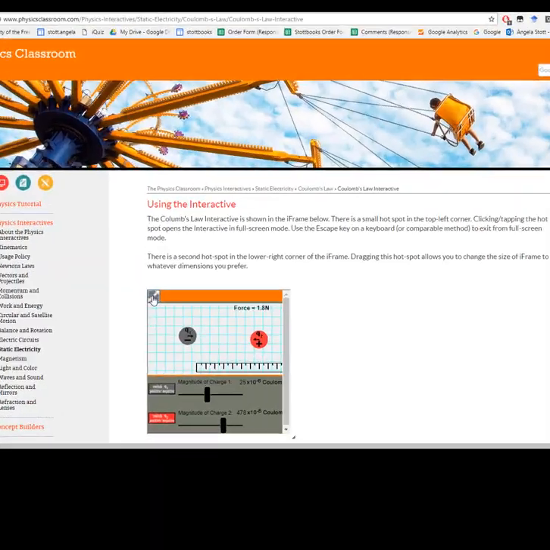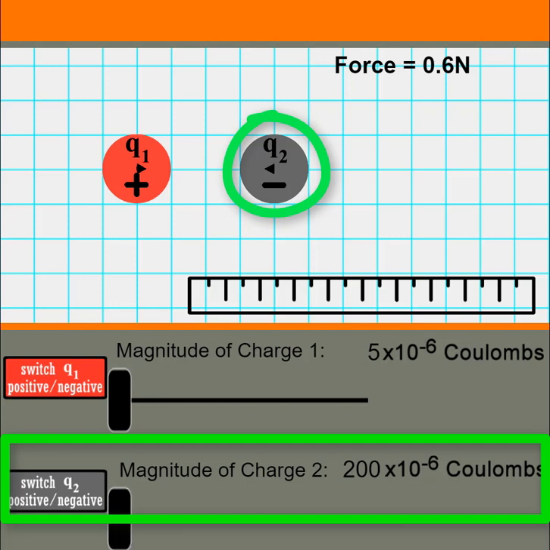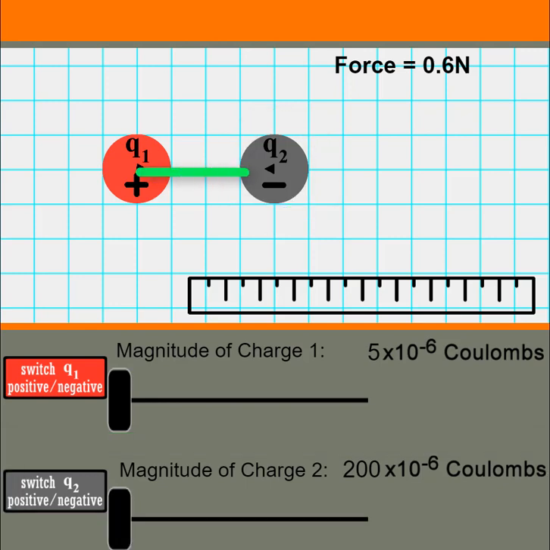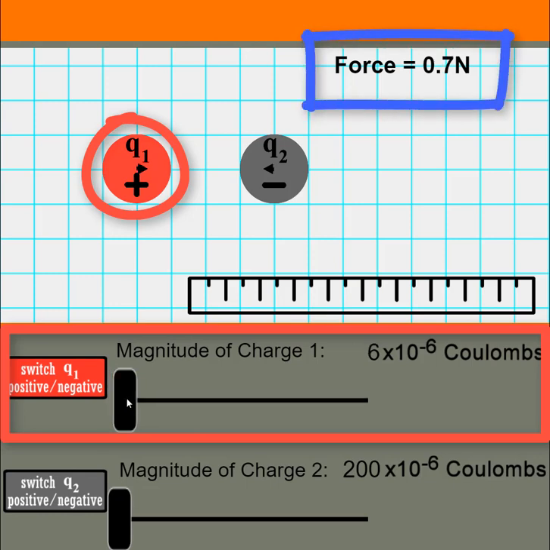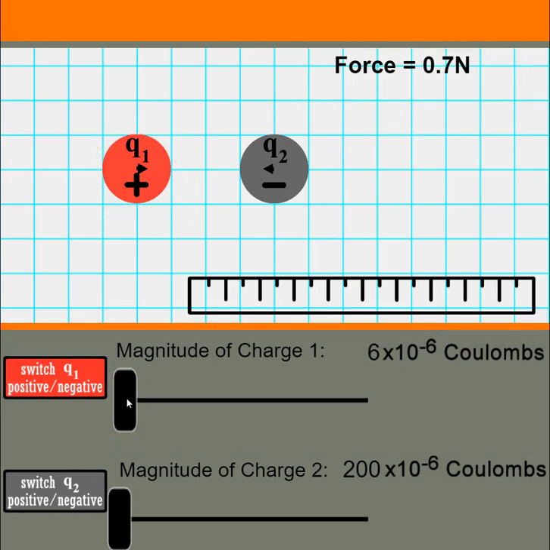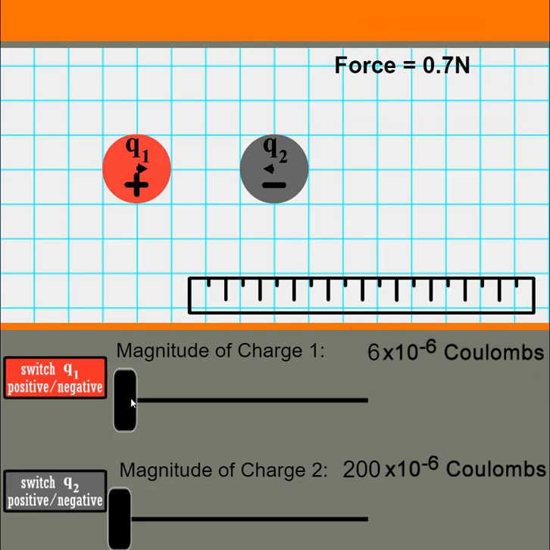So we open up our simulation. The magnitude of charge 2 is set at 200 times 10 to the power minus 6 coulombs. The distance between the charges set at 4 meters. Now I systematically vary the magnitude of charge 1, and each time I take the reading of the force associated with that Q1 magnitude. First reading, Q1 equals 6 times 10 to the power minus 6 coulombs. Force 0,7 newtons. I increase Q1 to 10 times 10 to the power minus 6 coulombs. The force also increases to 1,2 newtons.